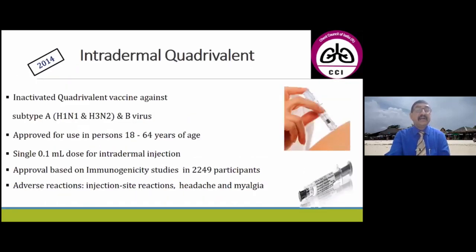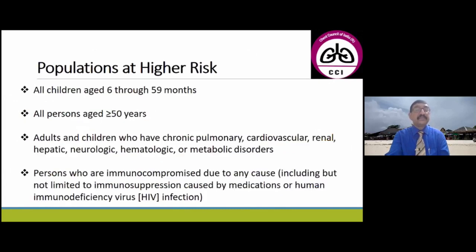Again, there is an intradermal quadrivalent vaccine. It is an inactivated quadrivalent vaccine against subtypes of H1N1, H3N2, and B virus. It is approved for use in patients 18 to 64 years of age. Single 0.1 ml dose for intradermal injection.